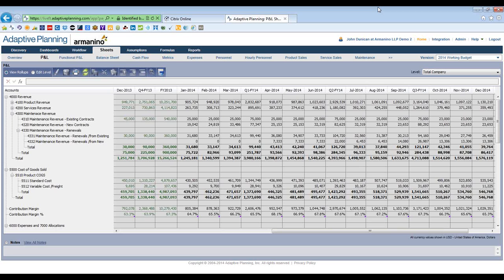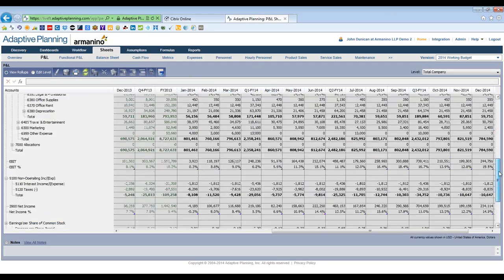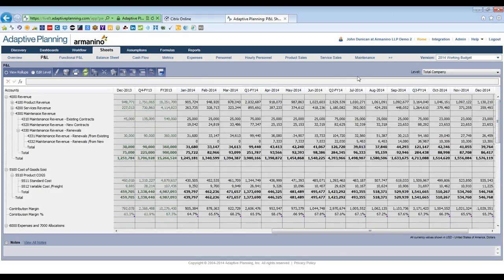Within Adaptive, you typically will bring in your chart of accounts. I'll bring in the chart of accounts and the organization structure that you have within Intacct. And when you lay that out, you then can lay this out in the way you want to look at it for budgeting purposes, which may be very different than, of course, how you look at it for external reporting, financial reporting for outside parties. This is really more of an internal view.